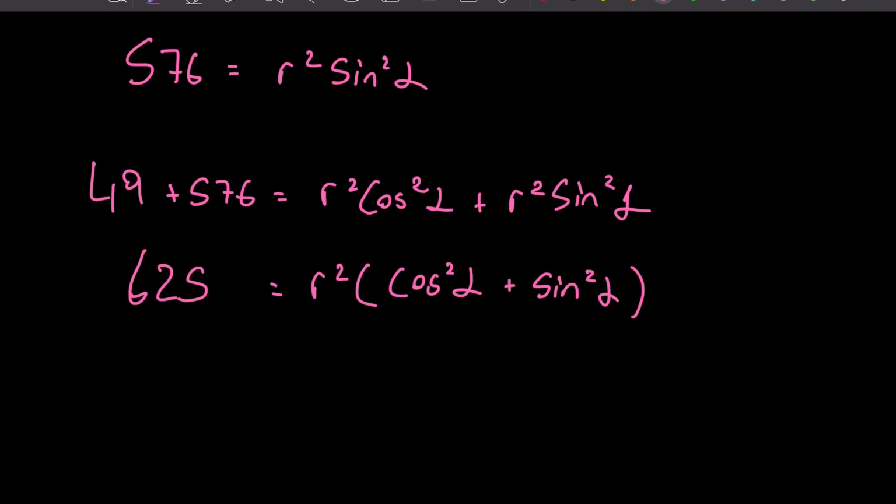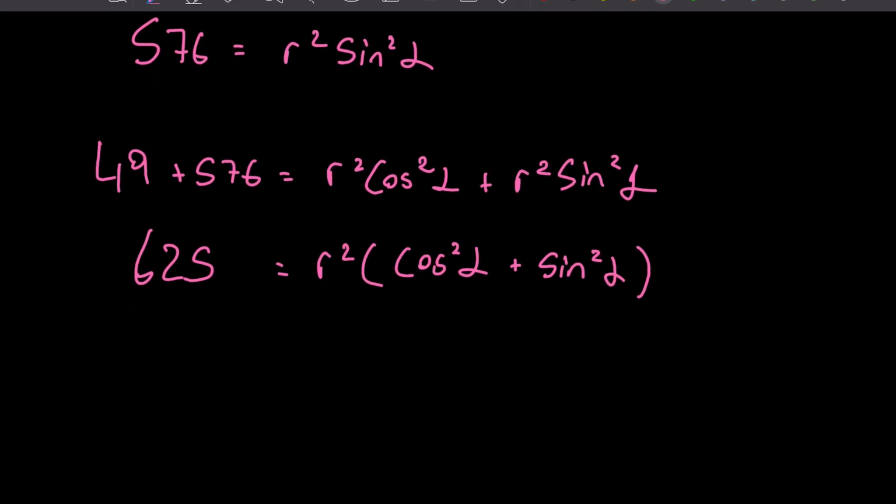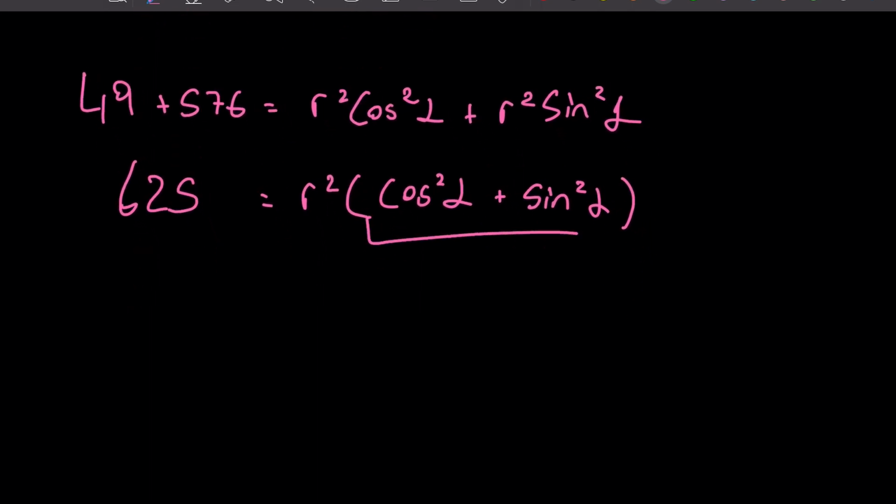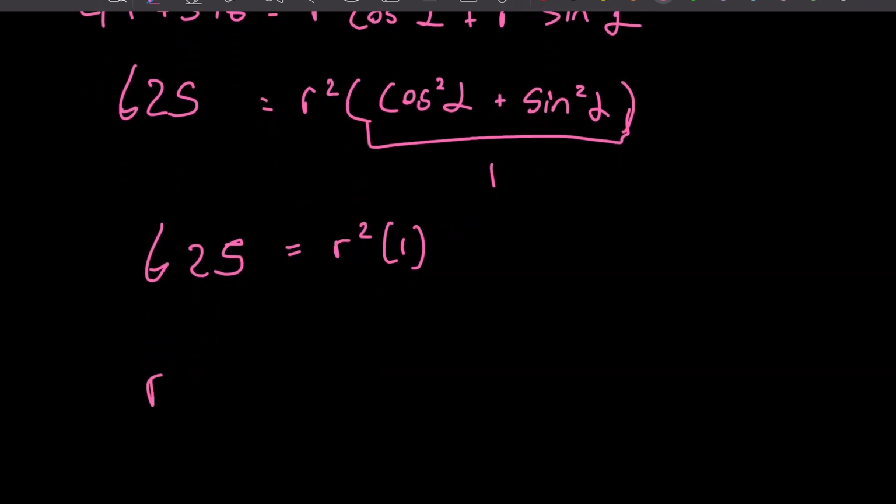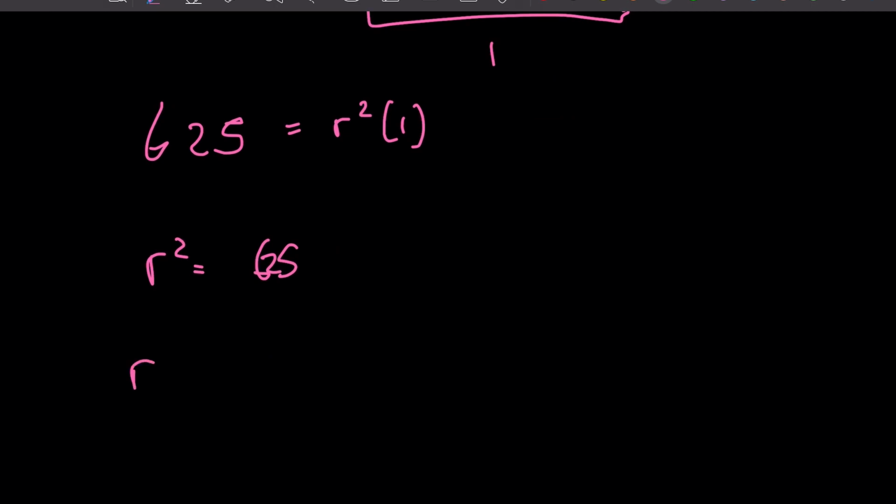So let's go. So we know that cos squared theta plus sine squared theta is equal to 1. So it's going to be equal to r squared times 1, which is just r squared, and 625 will equal to that. So if r squared equals 625, that means that r is equal to the square root of 625. And if you put it in your calculator, root 625 is just going to be equal to 25. So r is equal to 25.